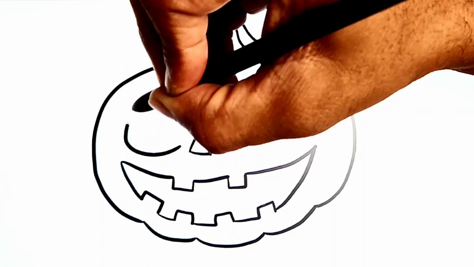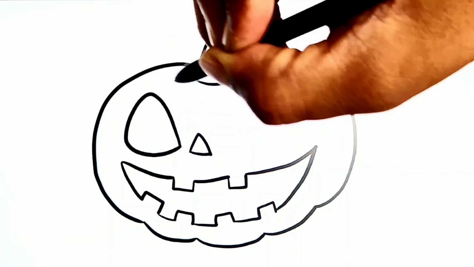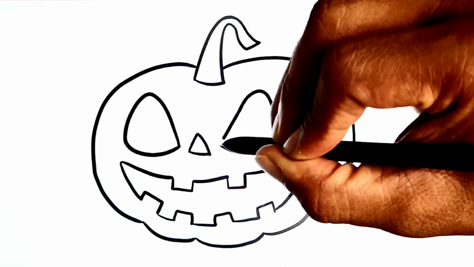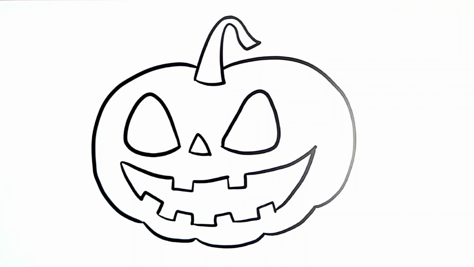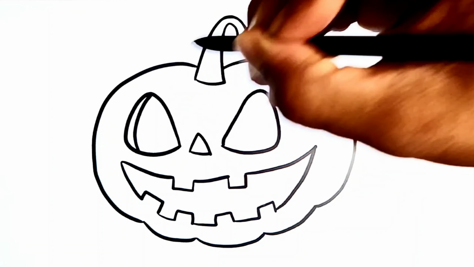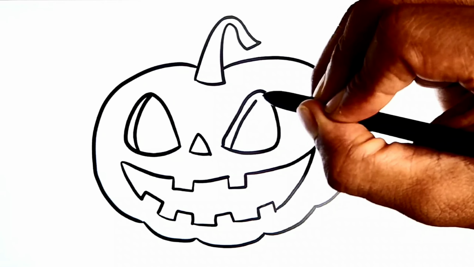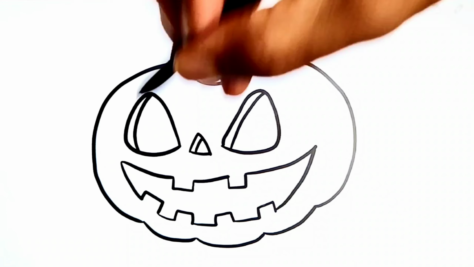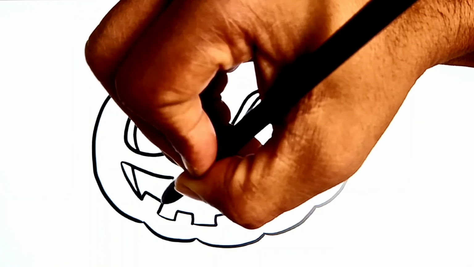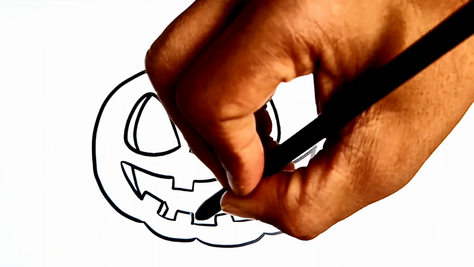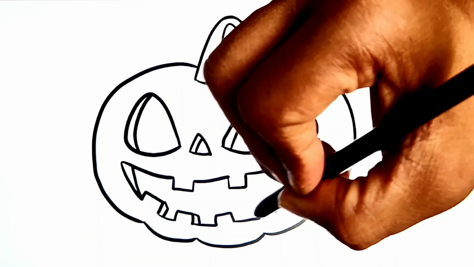So the practice originated from an Irish myth about a man named Stingy Jack, and that's why it's called jack-o'-lantern. The eyes, I'm going to make him look a little bit angry. And I'm going to create the depth or thickness of the pumpkin with another line. Again, likewise for the teeth and the mouth, I'm going to give a thickness to that pumpkin.